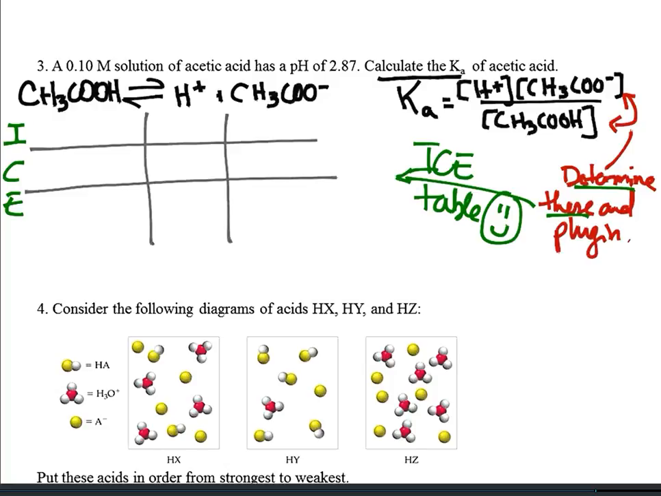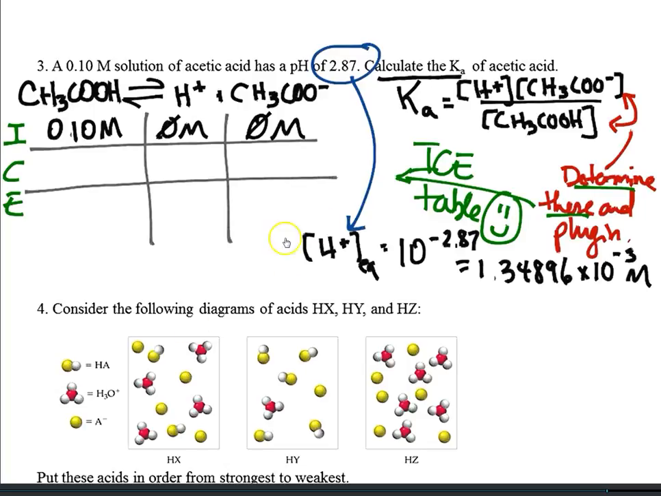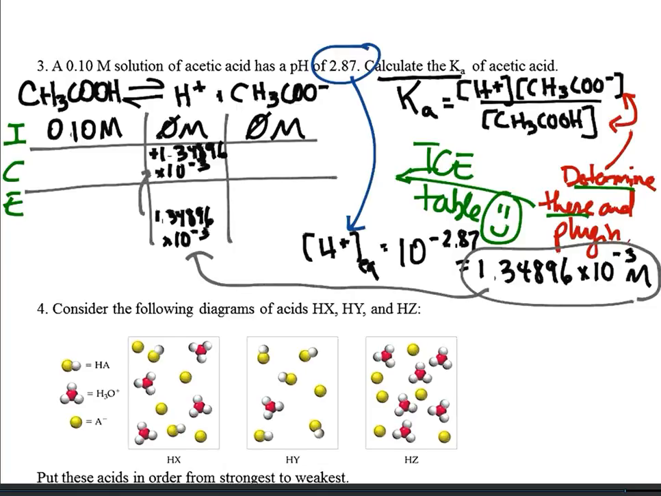We know the initial concentration of acetic acid is 0.10. We know the initial concentration of our products is 0. Now, the only other thing we know is the pH is 2.87. So if we know the pH is 2.87, that means we know the hydrogen ion concentration at equilibrium must be 10 to the negative 2.87, which is 1.34 times 10 to the minus 3 molar. We'll plug that into our ICE table right here. That means that the change in H plus must have been plus 1.34896 times 10 to the minus 3 molar.